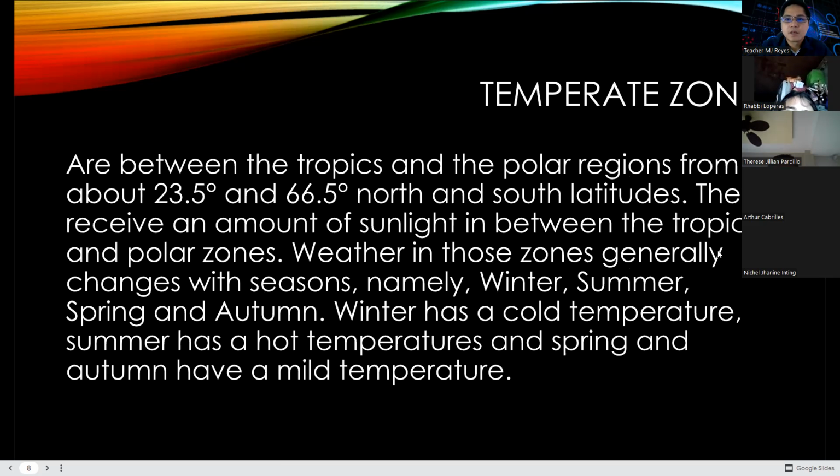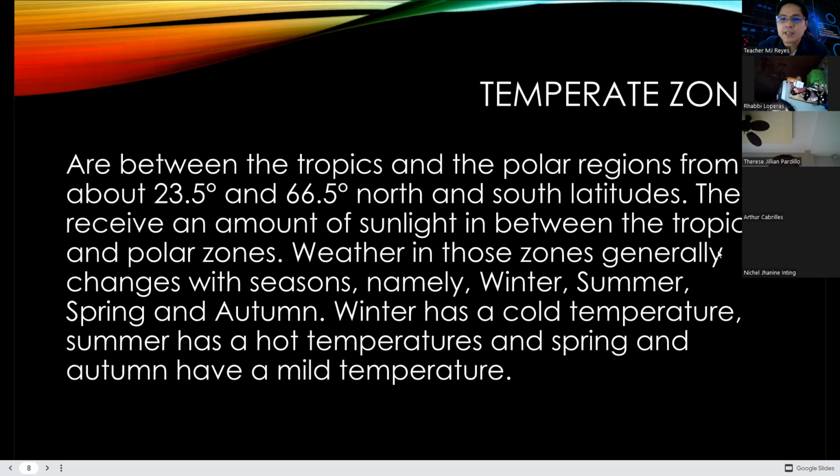Temperate zones are between the tropics and the polar regions, from about 23.5 degrees to 66.5 degrees north and south latitude. They receive an amount of sunlight in between the tropics and polar zones. Weather in those zones generally changes in seasons, namely winter, summer, spring, and autumn. That's the 4 seasons there.